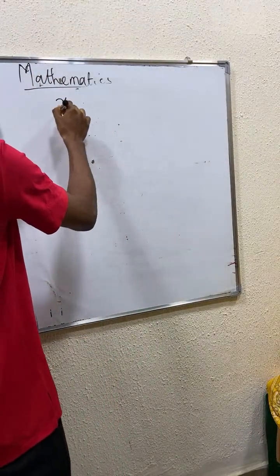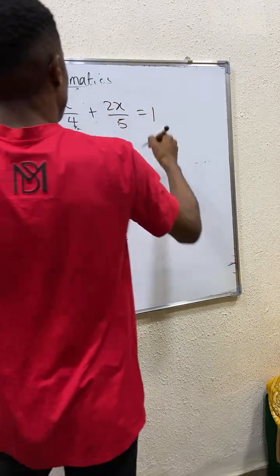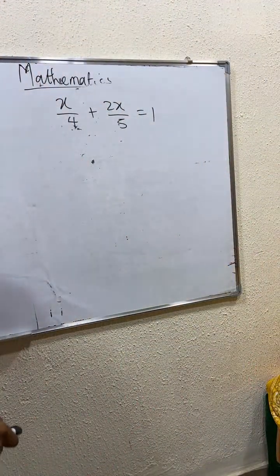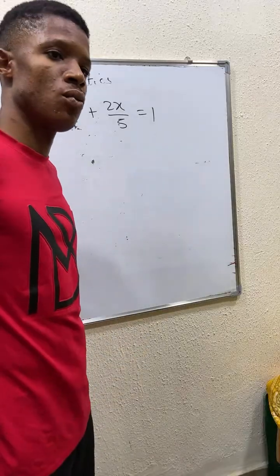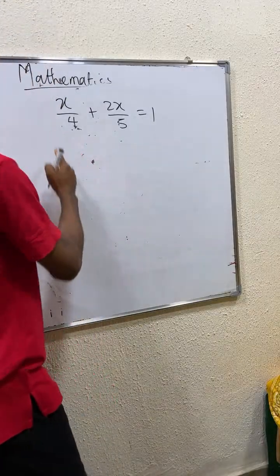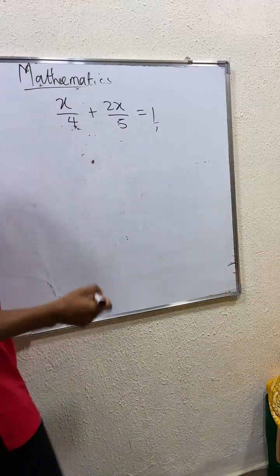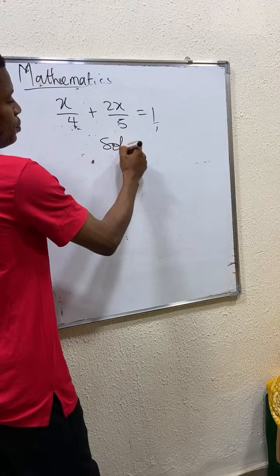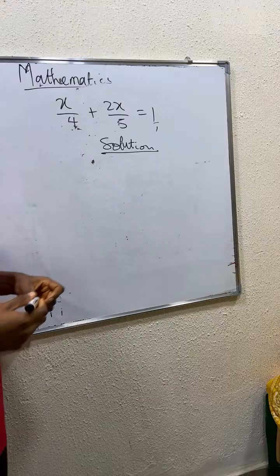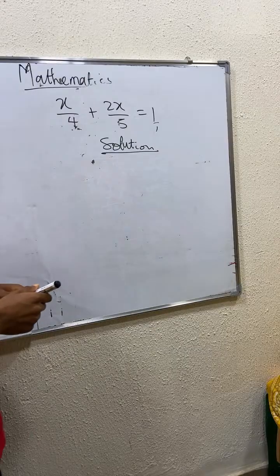Let's look at this. x over 4 plus 2x over 5 is equal to 1. Okay? Here we are trying to find the value of x that can satisfy the given equation. So first thing first, we are going to multiply each term of the equation by the LCM of 4, 5, and 1. So here we have the solution. What's the LCM of 4 and 5? The LCM of 4 and 5 is 20.